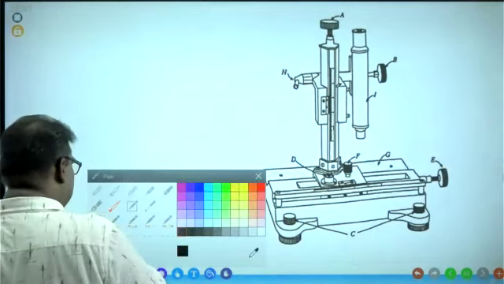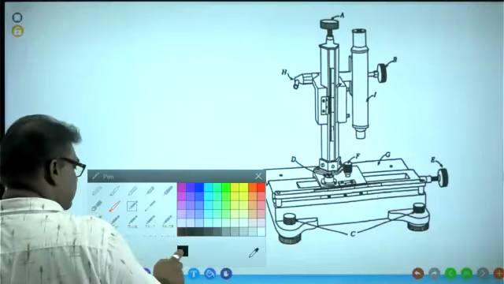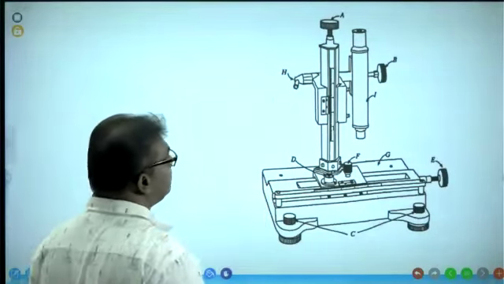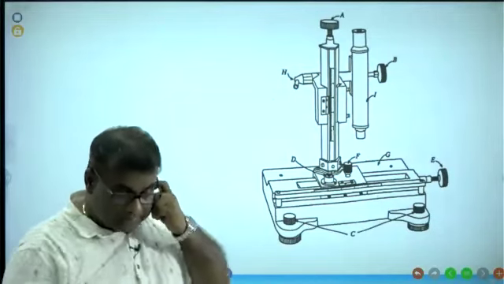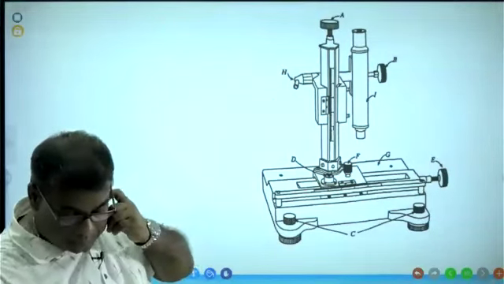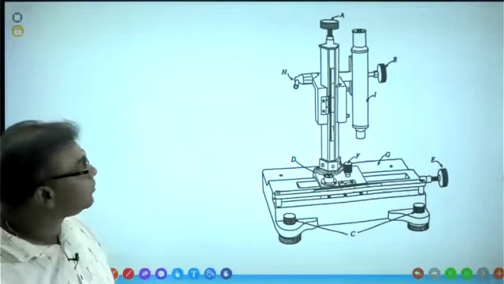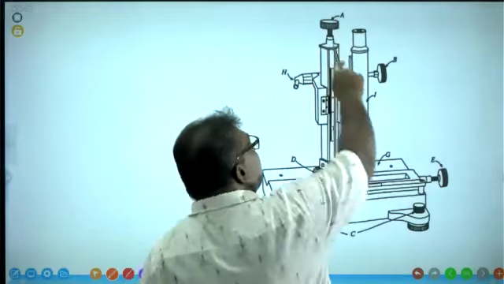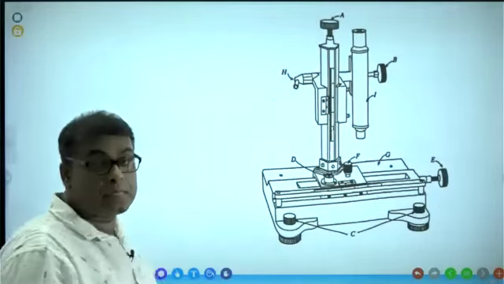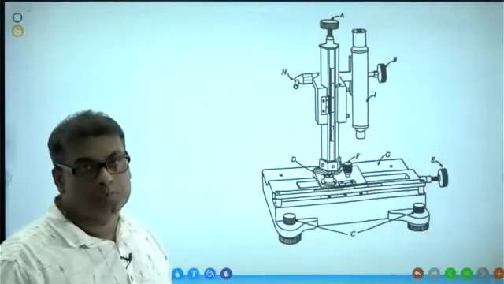Can we name the components for that? Identifying the components. Diagram clear, right? Can we name the components? Right. First one, A. A is the vertical fine adjustment screw.